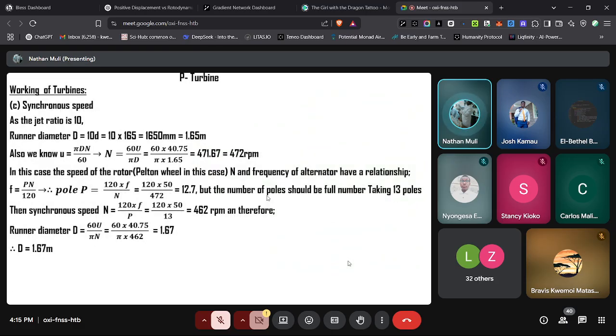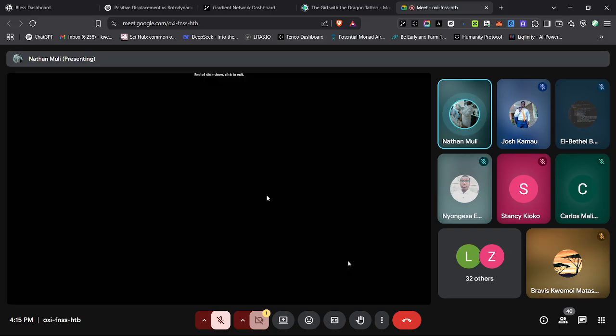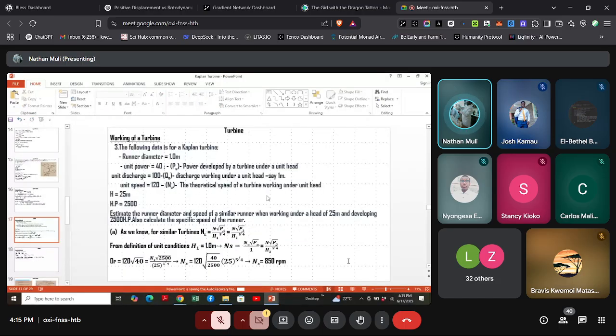And when we talk of the synchronizing speed of the same, I think it's the same problem being solved, as the jet ratio is 10, I think it's the same, yeah? Just have a look at that up to the end, and that marks the end of our discussion.